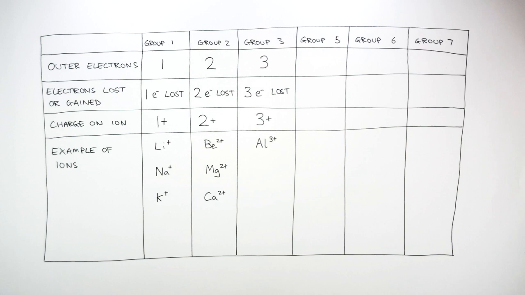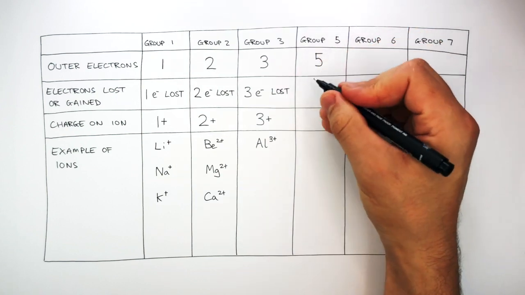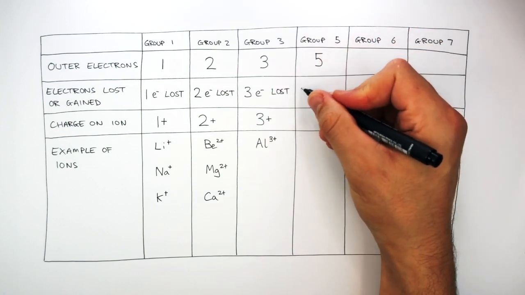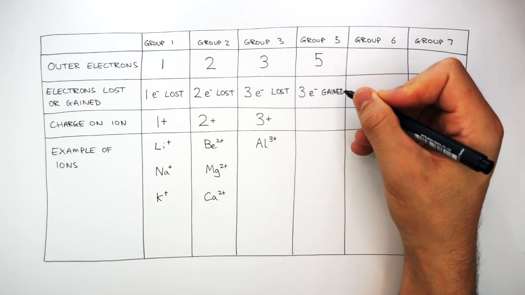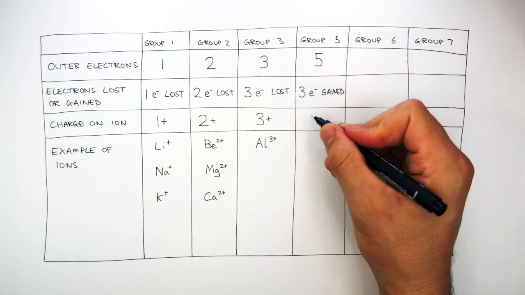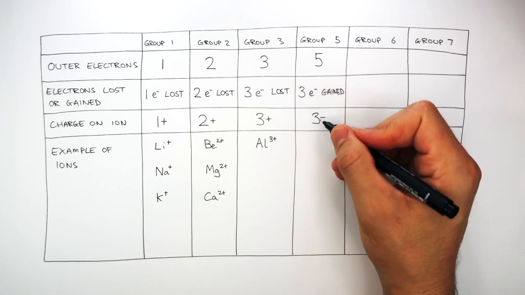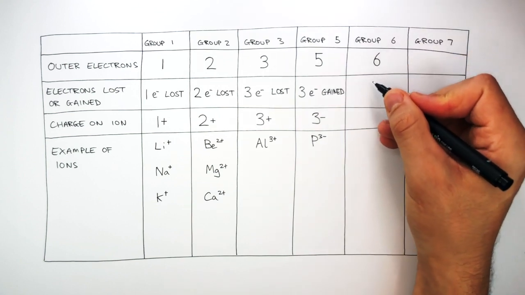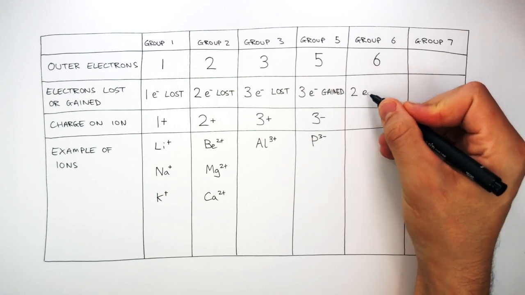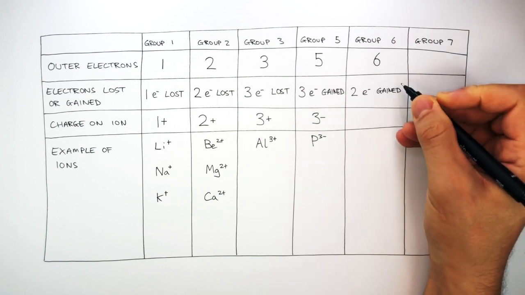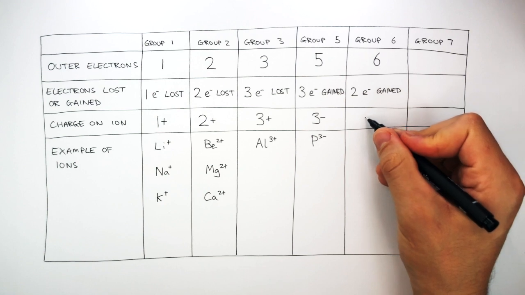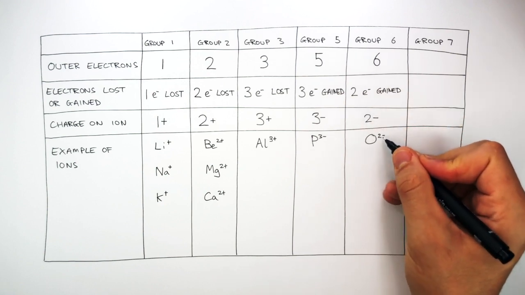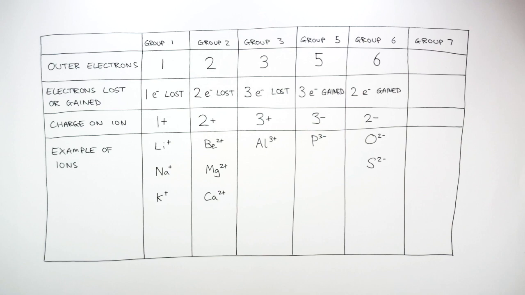Group 5 elements always have 5 electrons in their outer shell. They always have 3 electrons gained when becoming an ion. The charge on their ions is always 3-, and P3- is an example of an ion from group 5. Group 6 elements always have 6 electrons in their outer shell. They have 2 electrons gained when they become ions. The charge on their ions is 2-, and these are examples of ions from group 6.